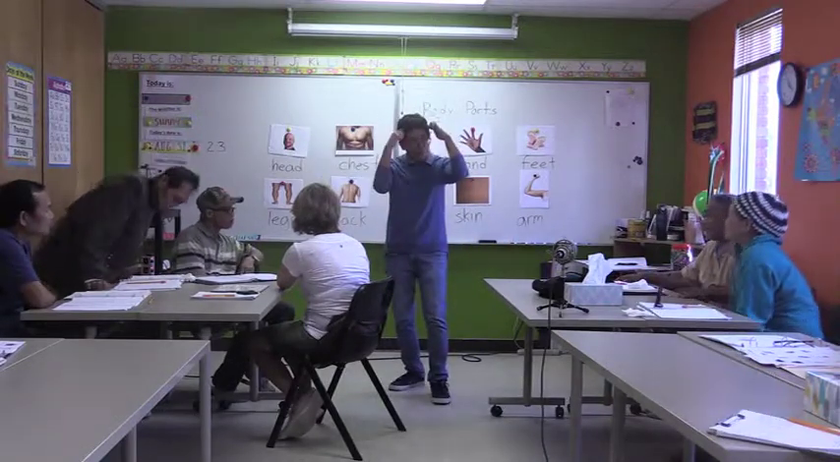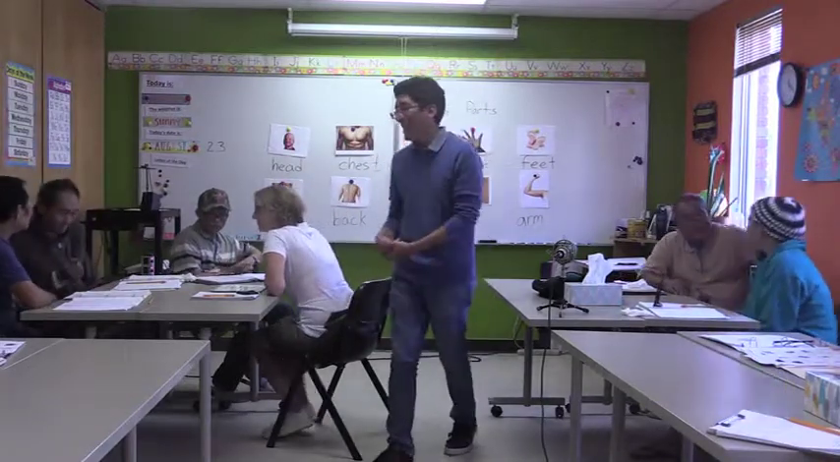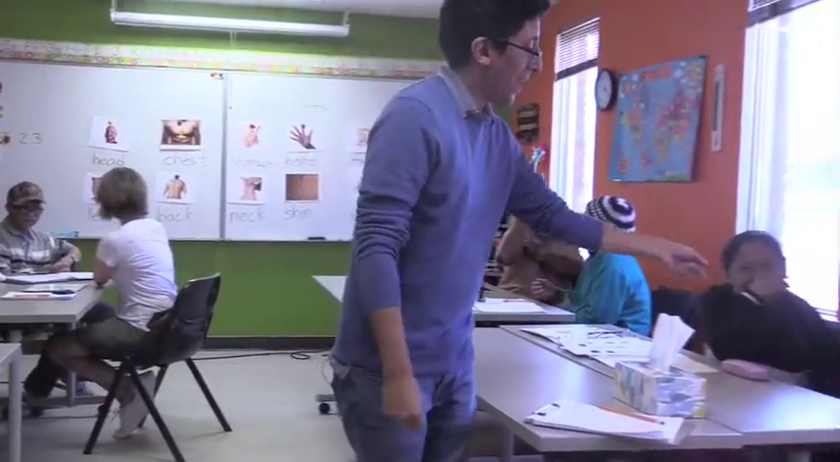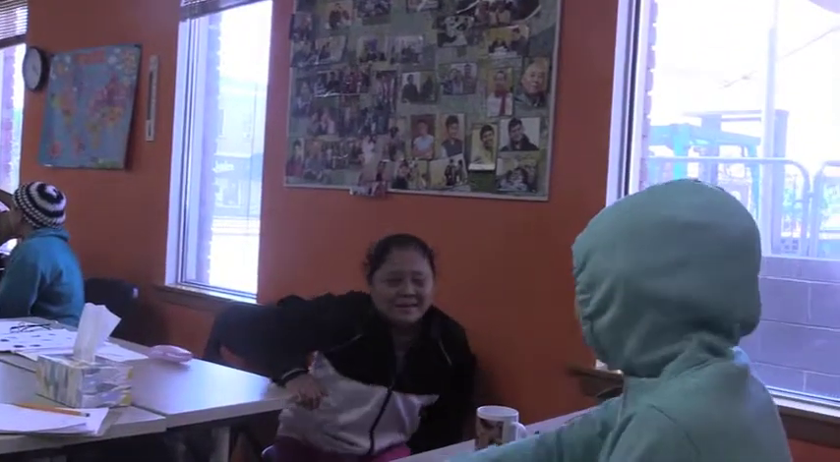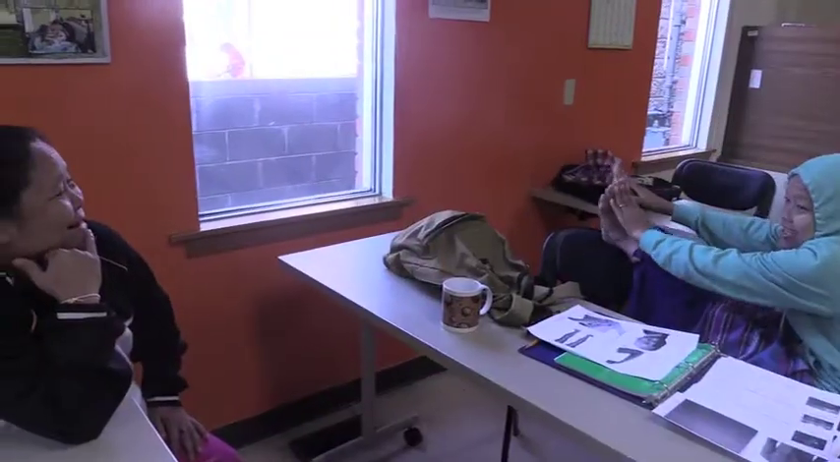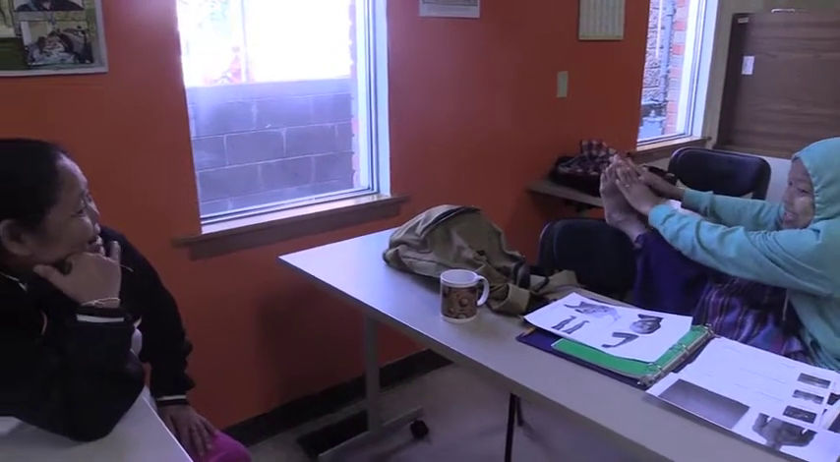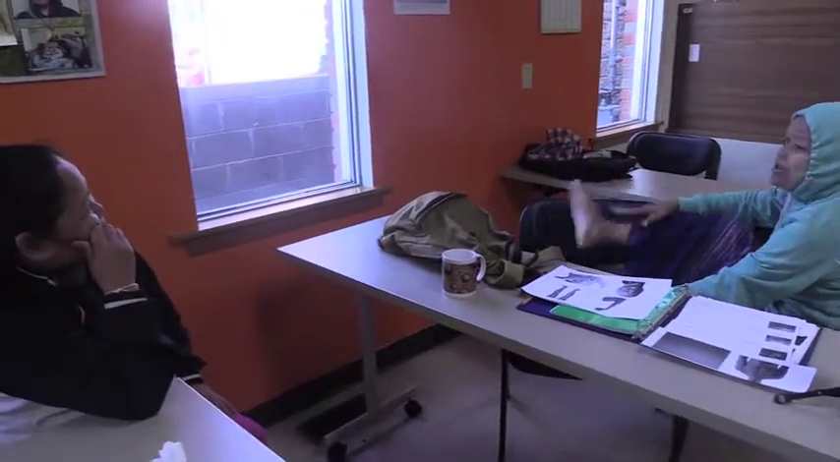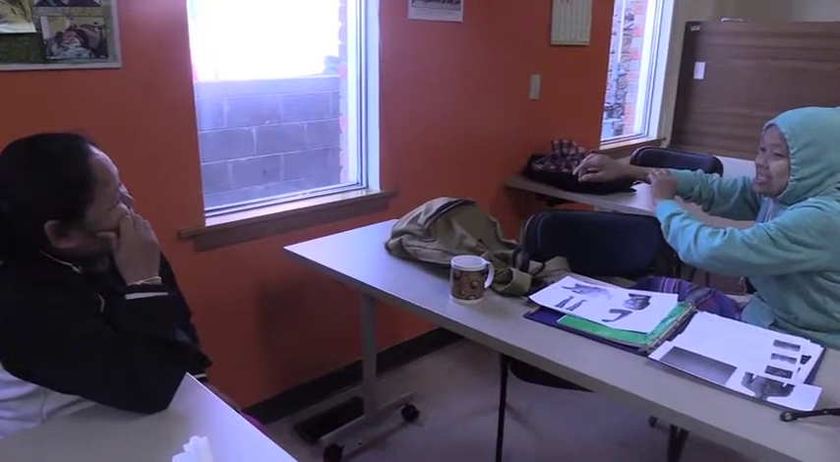What's this? What's this? Together? What is it? Okay, move there. What is it? What is it? And what is it? Cheese. Back. Fish. Skin. Chest. Stomach. Nose.